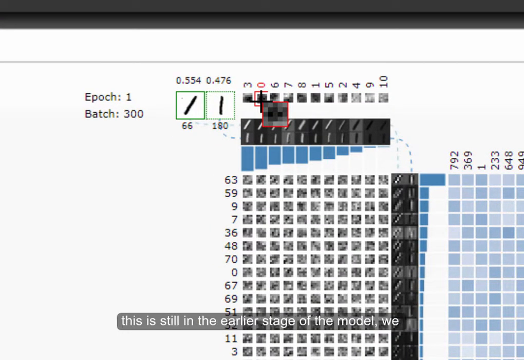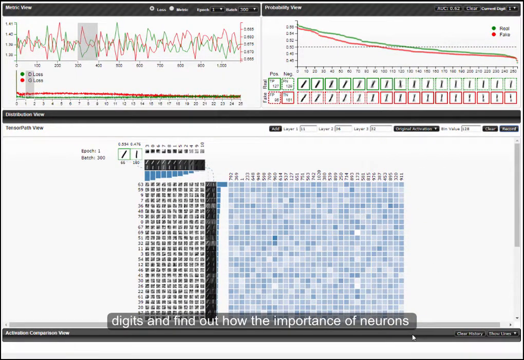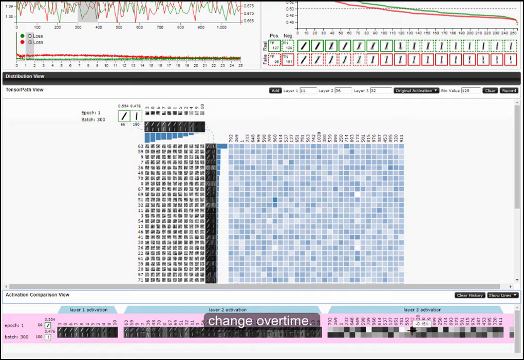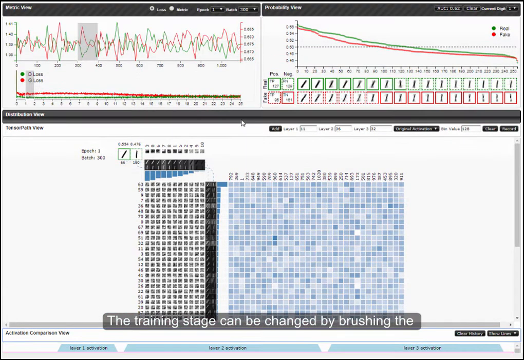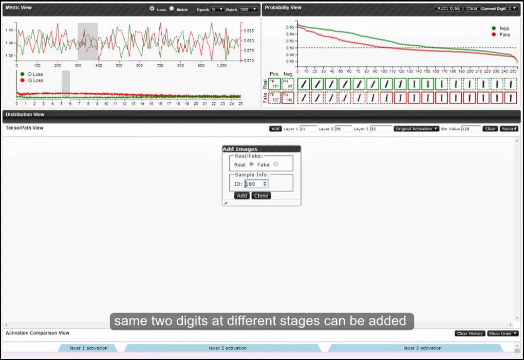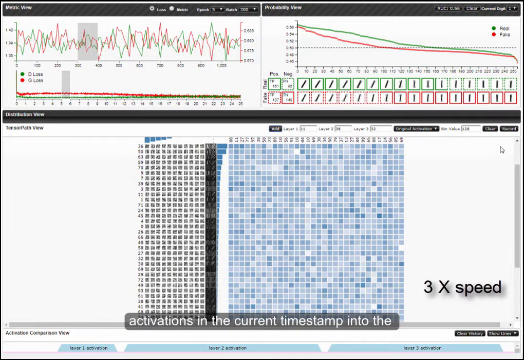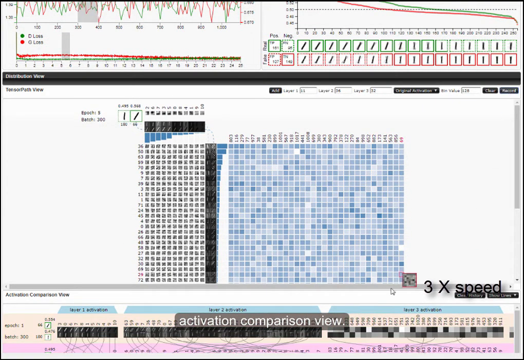As this is still in the early stage of the model, we would like to first track several epochs of these 2 digits to find out how the importance of neurons change over time. The training stage can be changed by brushing the desired epoch or batch in the metric view, and the same 2 digits at different stages can be added by their index. The record button records activations in the current timestamp into the activation comparison view.